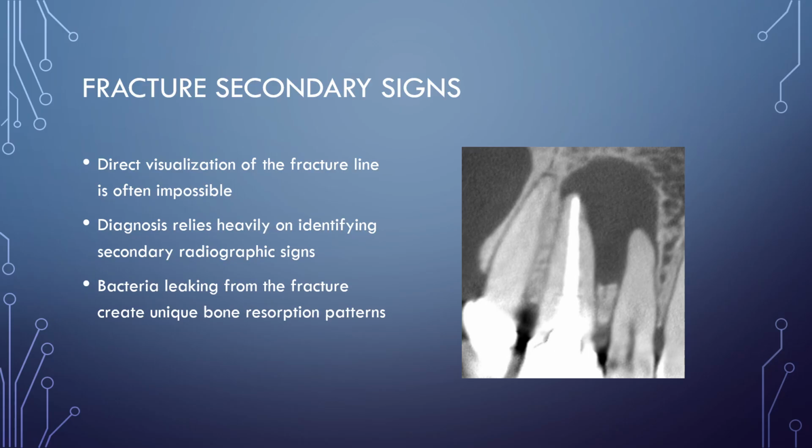As bacteria chronically leak out along the entire longitudinal length of the fracture line, they create a unique, predictable pattern of inflammation and localized bone resorption in the adjacent periodontium. When evaluating the scan of a highly suspect tooth, train your eye to stop looking exclusively at the dentin and start heavily analyzing the topography of the surrounding alveolar bone.